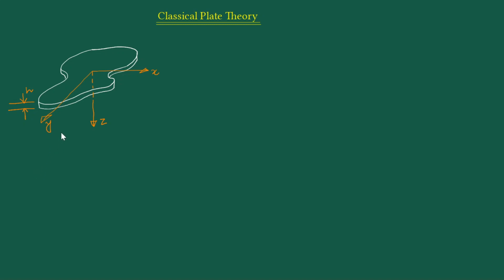Now, regarding the geometry, you note that I have drawn a fairly general kind of plate here. I have also denoted the thickness by this h. It is such that this top surface here is at z is equal to minus h by 2, and this bottom surface is at z equal to plus h by 2, because you note that the z is pointed downward.